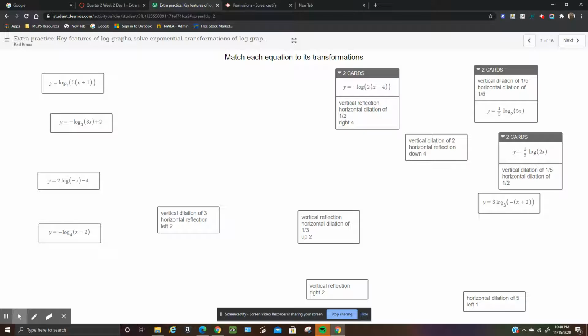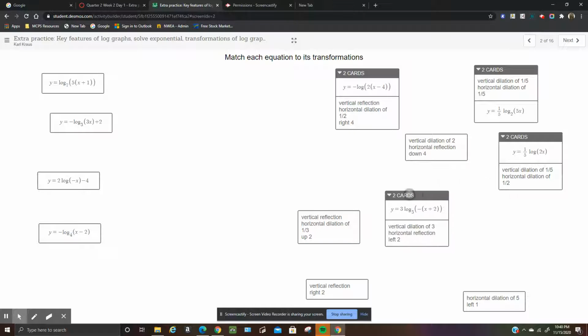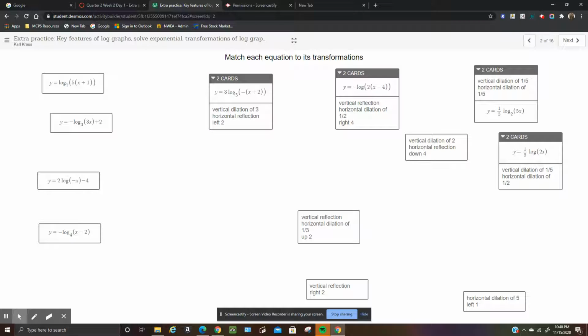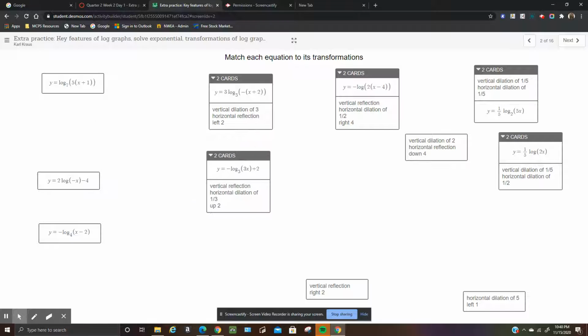And then vertical dilation of 3. That'd be 3 in front of the log. That's this one. Horizontal reflection is the negative in front of there, and then left 2 would be here. And then vertical reflection would be a negative, and then horizontal dilation of 1/3. That's the 3 there, and then up 2. Those go together. And then vertical reflection would be a negative in front of the log, and then right 2.